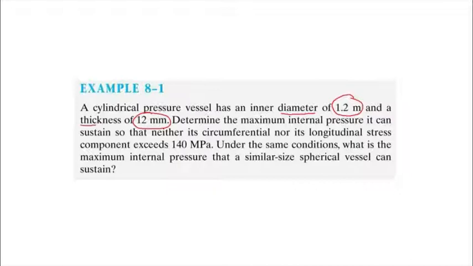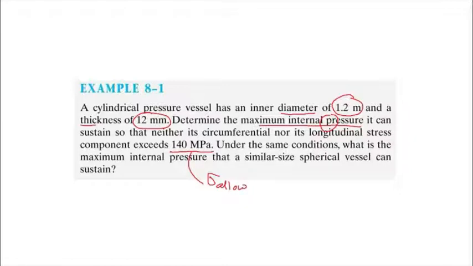Now the question says determine the maximum internal pressure. What is the maximum internal pressure? That is P, the pressure P. What is the maximum pressure you can put inside the cylinder so that neither its circumferential nor its longitudinal stress components exceeds 140 megapascal? So that is the limiting stress. Remember in Solid 1, that can be considered as the allowable stress. So that is sigma allowable.